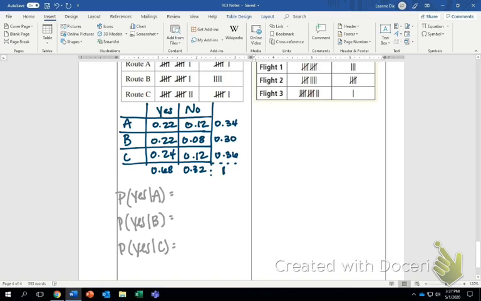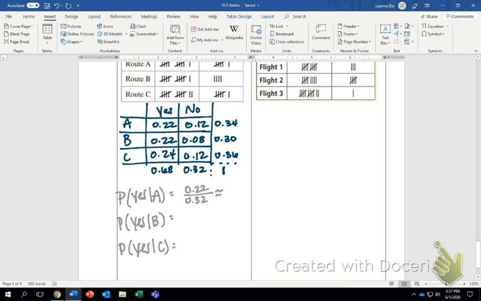All right, so in our first probability, we need the probability of reaching his goal and being in route A, which is 0.22, over his total A route, which is 0.34.